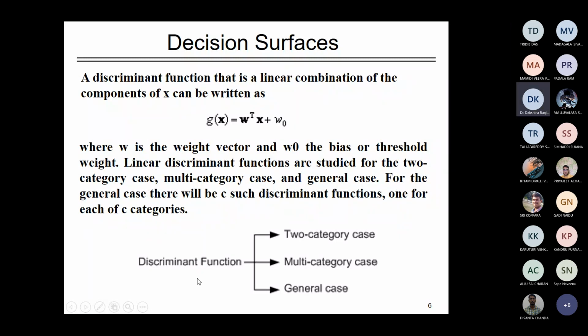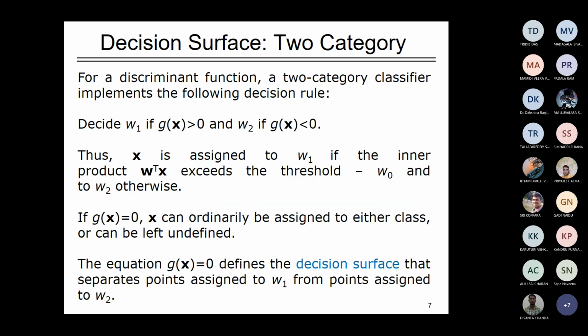Here we have shown the division of discriminant functions. There are three different types of discriminant function that we can define: for two-category classes, for multi-category classes, and for general cases. Now we will consider the decision surface for two categories. For a discriminant function, the two-category classifier will implement the following decision rule.